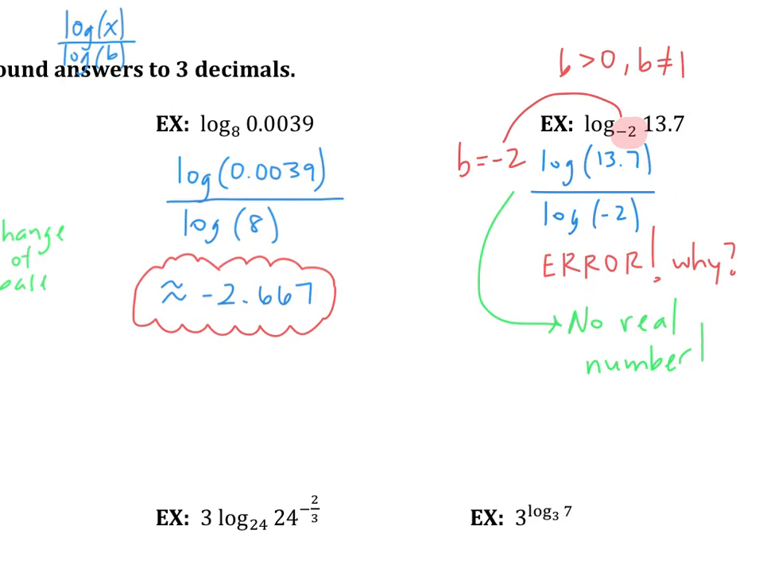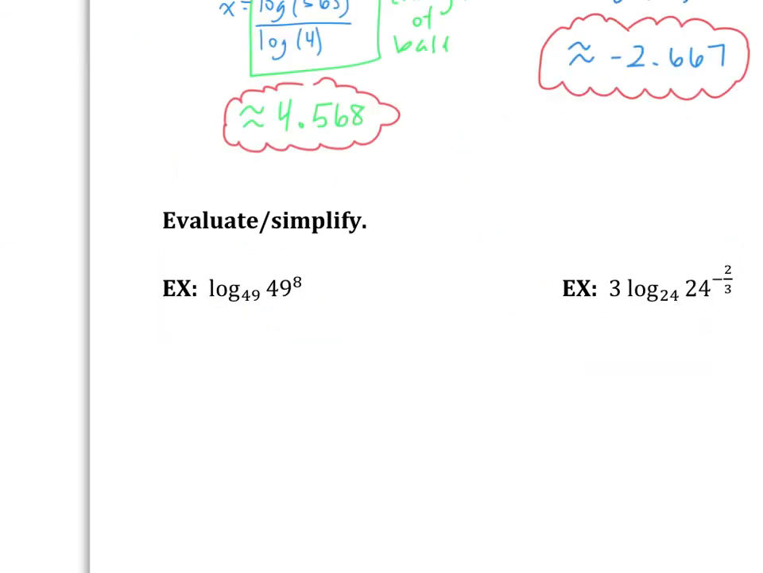Okay? So if you recognize that, don't forget about the rules of logs and the definition of a log. The base has to be positive and it can't equal 1. And think about the argument as well. Your argument has to be positive. So if you recognize that, jump straight to your final answer of no real number.